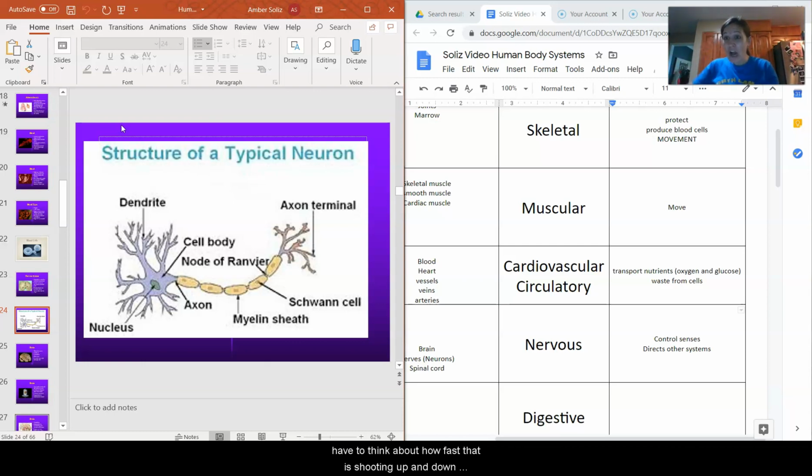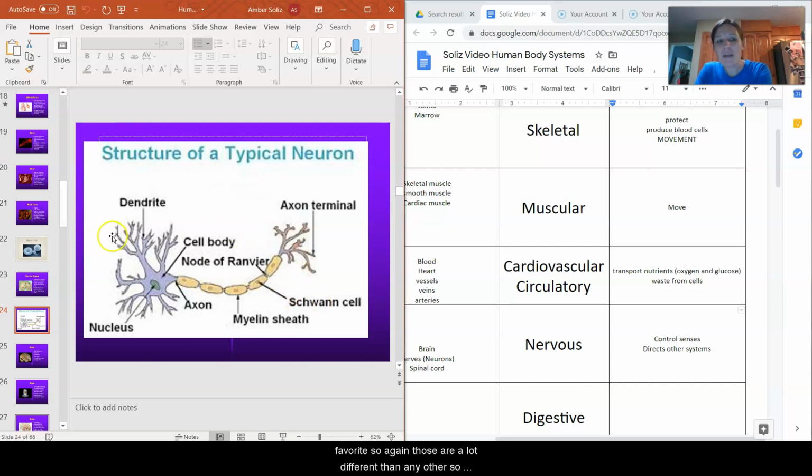You lay your hand on something hot and you go like this. So you have to think about how fast that is shooting up and down to your brain. I mean, isn't that really cool how fast those electrical impulses shoot? Because that's a fast thing. Oh, hot. And that's happening that quick. So that's kind of why the nervous system is my favorite.